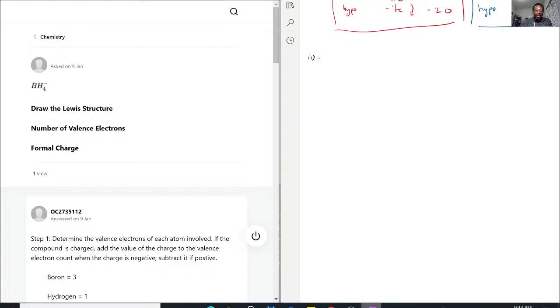We have to draw a Lewis structure. We want the number of valence electrons, and we want the formal charge. So we have BH4 minus. So that's boron and 4 hydrogens.